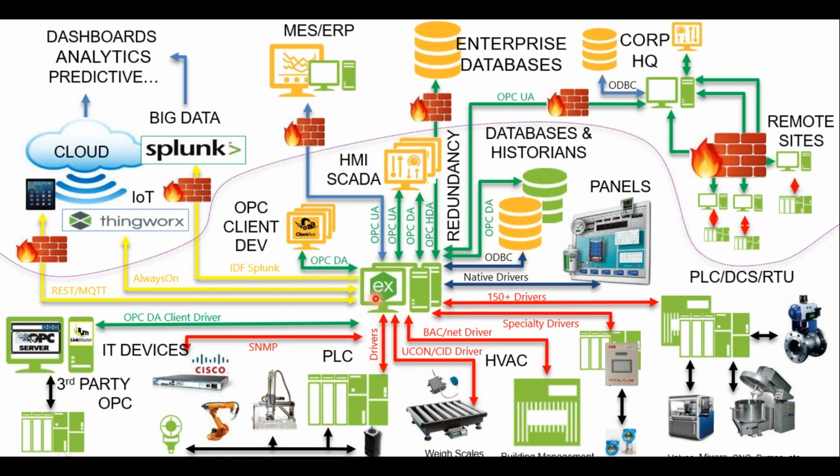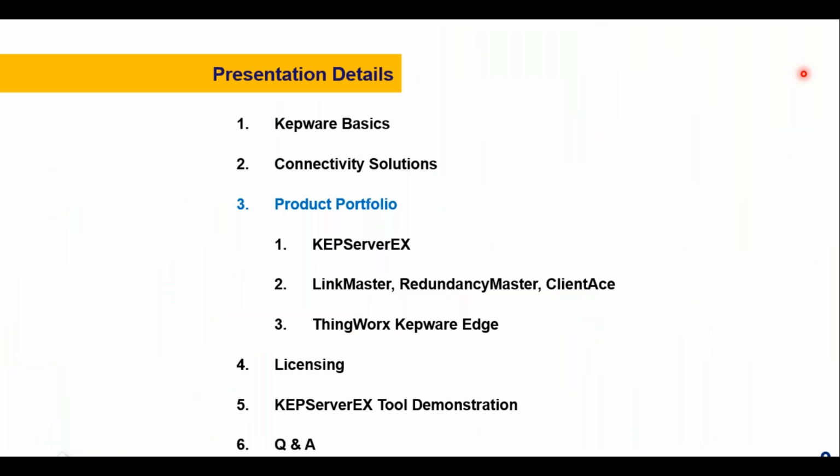So you can directly push the data from KEPServerEx to cloud applications like Splunk or ThingWorx or AWS, or any MQTT or REST based IoT platform like Azure or AWS or Google Cloud, whichever is supporting protocols like REST and MQTT. You can always share the data. So this becomes the overall picture of KEPServerEx. What are the different possibilities to connect?